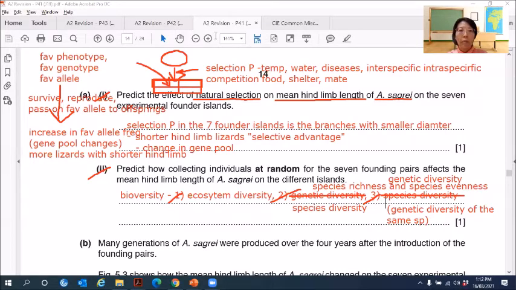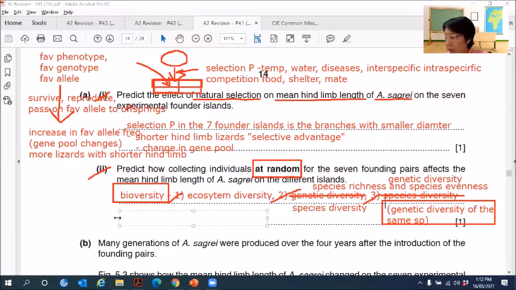So here, because you have collected the sample randomly, that means your sample already covered these three criteria of biodiversity. So it also includes genetic diversity. So therefore, you're going to cover all sorts of hind leg length, the variation in the hind leg length of this species. So therefore, the answer here is, how does it affect the mean hind leg length? So it will vary. That means in different areas that you sample, you get different hind leg length. So the hind leg length that you catch will vary.